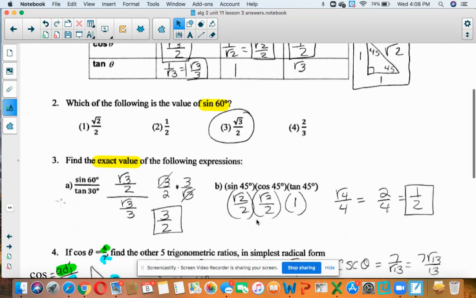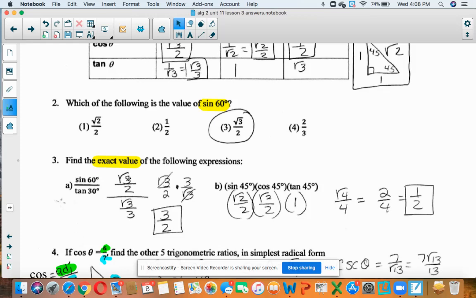I'm making it a little bit more complicated because I'm going to do multiple of these special right triangles. Sine of 60 is radical 3 over 2 over tangent of 30. Notice this is saying find the exact value, so you cannot do this in your calculator. Well, actually, you probably could do it in your calculator because my answer does come out to 3/2. Those radicals will cancel each other out.